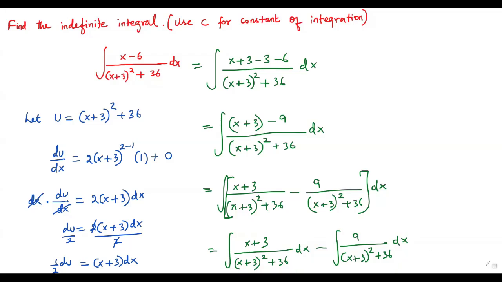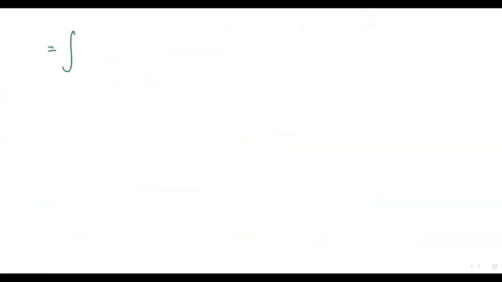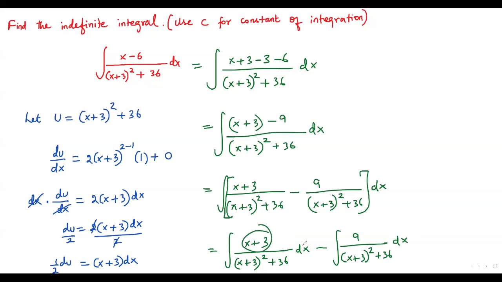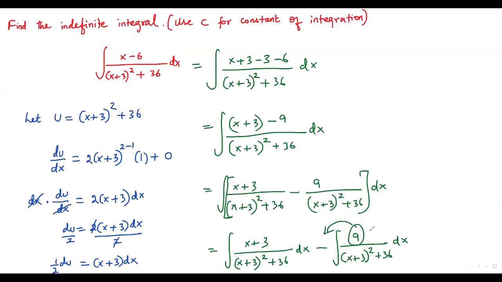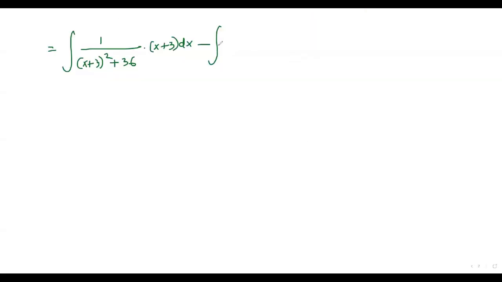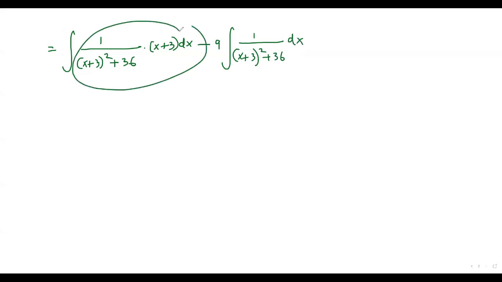Okay, now let me continue on the next page. So we have the integral, and now I'm going to write this x + 3 along with this dx. So then I'm getting 1 in the numerator over (x + 3)^2 + 36 times (x + 3) dx, and minus the integral. Now I move this constant 9 out of this integration. So then we get 9 times the integral. Since we have moved 9 out of the integral, we have 1 in the numerator, (x + 3)^2 + 36 times dx.